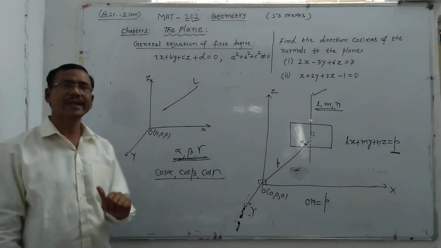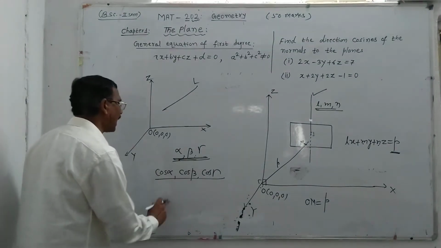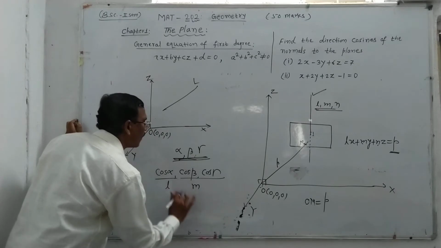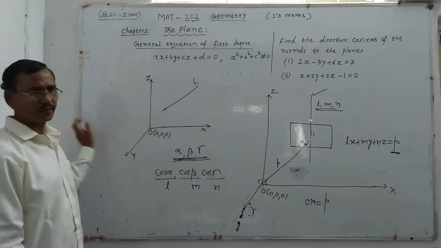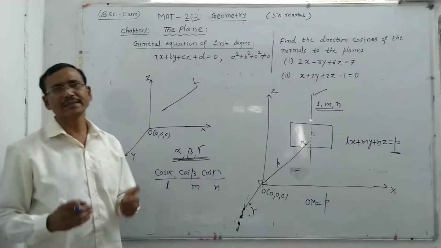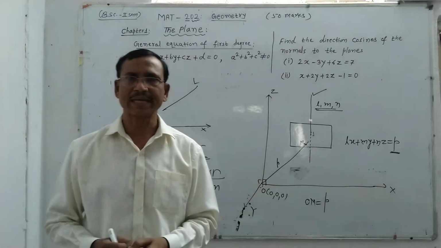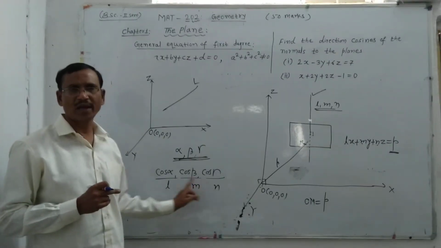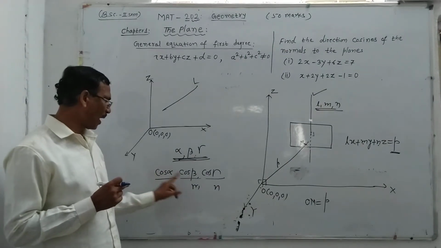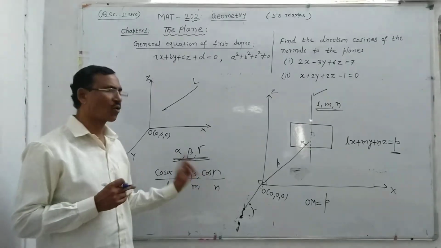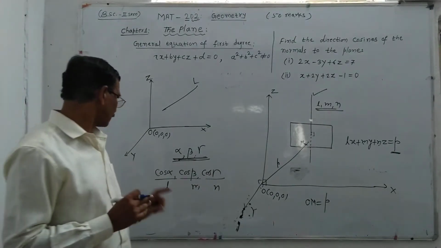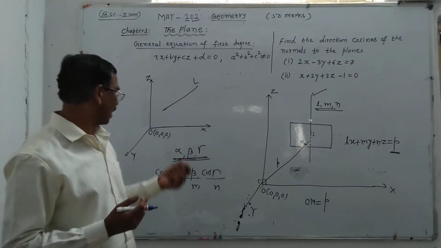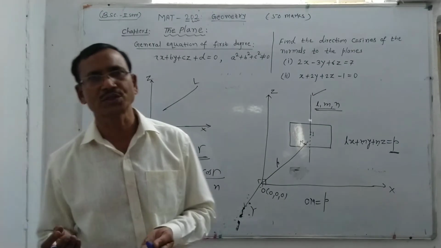Usually we denote these direction cosines by l, m, and n: cos alpha, cos beta, cos gamma. These are the direction cosines of the line, denoted by small l, m, n. That means l equals cos alpha, m equals cos beta, n equals cos gamma. These are the direction cosines. We know one relation: cos square alpha plus cos square beta plus cos square gamma is equal to 1.